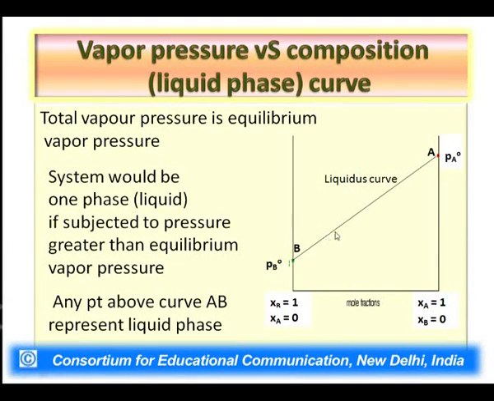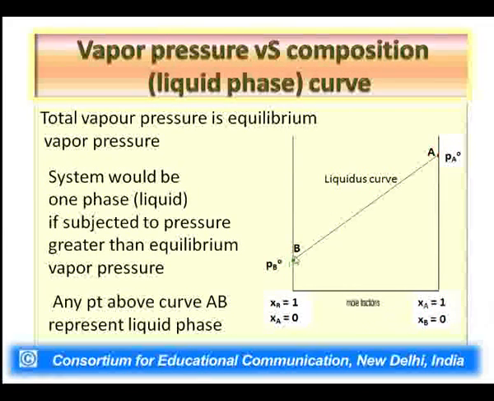If the pressure applied on the system is greater than the total pressure at a particular composition, as obtained from Raoult's law or as plotted at different composition points on the curve AB, that is, if the pressure exerted on the system is greater than the pressure predicted by this straight line, the Raoult's law line, in that situation you will have only one phase, that is, the liquid phase.